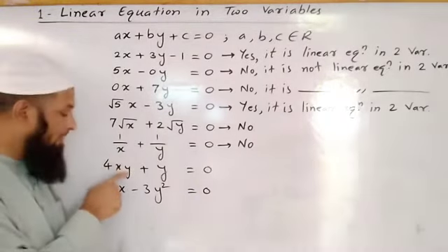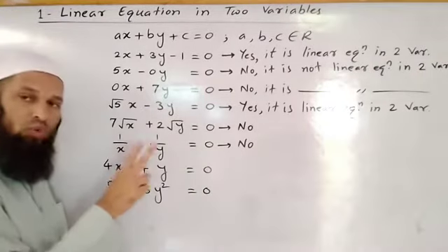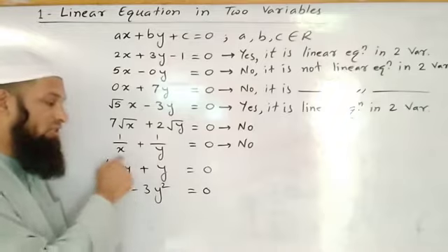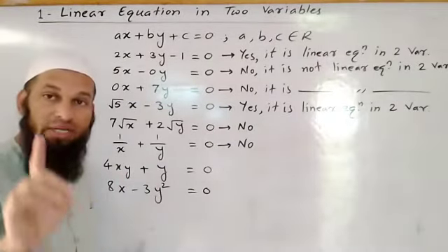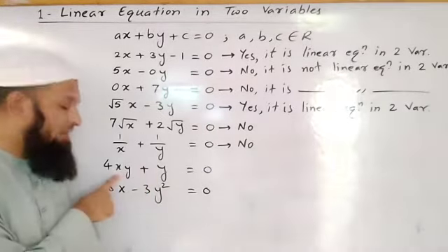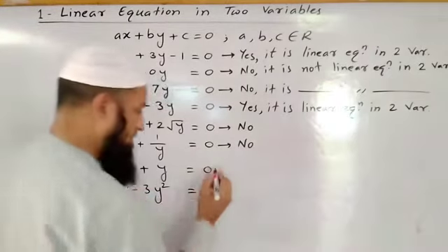Power of x is 1. What is the power of y? It is also 1. So 1 plus 1 becomes 2. So the degree of this term is 2. That's why it is not a linear equation, because I told you the degree should be 1. Degree of every term. Here the degree is 1, but here degree is 2. That's why this equation is not a linear equation.